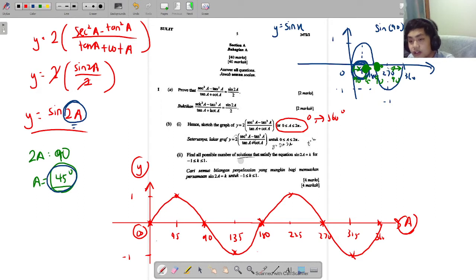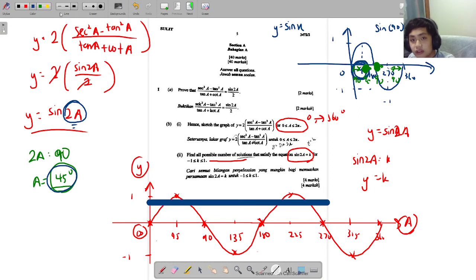So when they say possible solutions, it's not the same as the exact number of solutions. Because sine 2a equals k, we know that y equals sine 2a. Essentially, when they say sine 2a equals k, they are looking for when y equals k. So y equals k basically means it can be any value that is positive or negative, right?